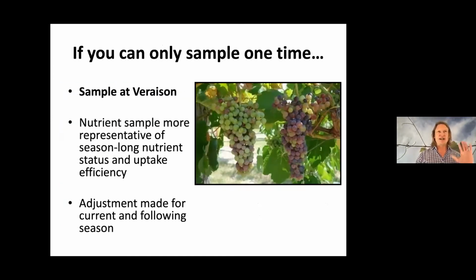So if you can sample one time, sample at veraison. That's what I recommend. I prefer sampling both at bloom and veraison. I want to see the progress report and the final report card. This is just a little bit more representative of the season. It's usually 25 to 50% veraison. If all of your varieties are at different points at 25 to 50%, try to find a sentinel variety in your vineyard, maybe one of your early red varieties or a late white variety, and just sample all the varieties then, because it's more practical to send them in all at once. And be consistent, do that every year.